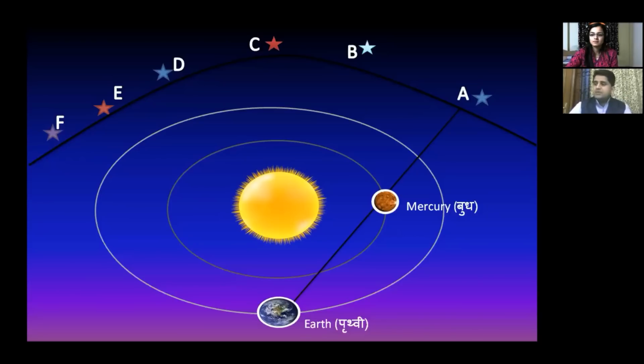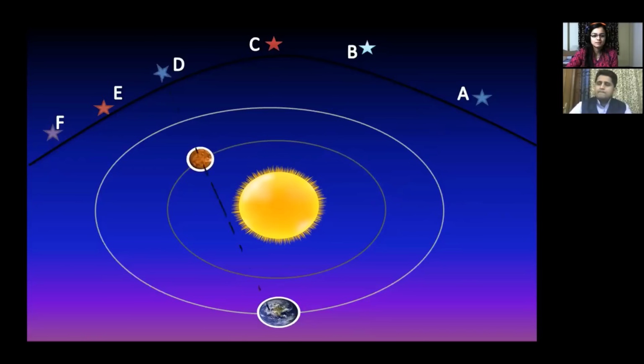Now, as we all know, Mercury will revolve, and then it takes the position in front of star B, and similarly over stars C, D, E, and F. In the meantime, Earth will also cover some distance on its own orbit, but compared to Mercury, this distance is quite less, around 1/4.